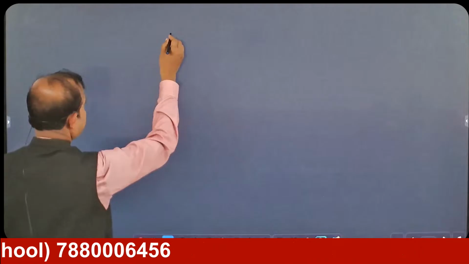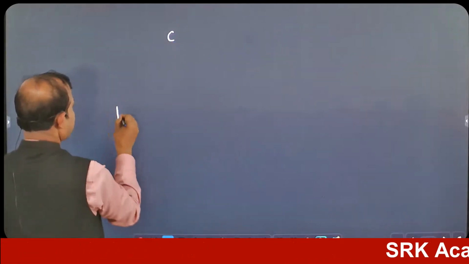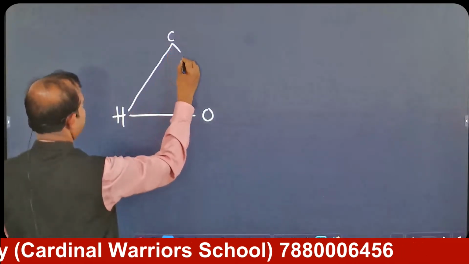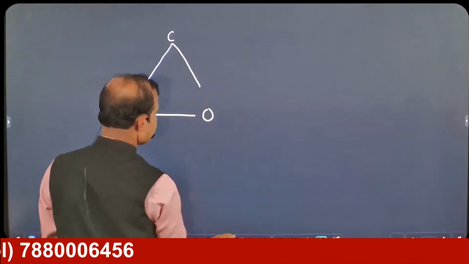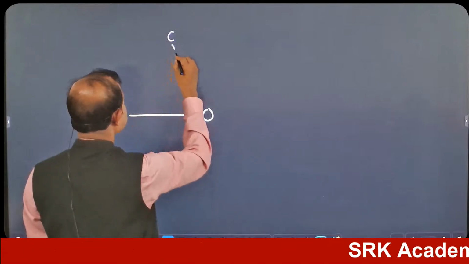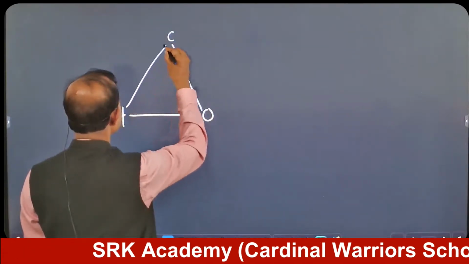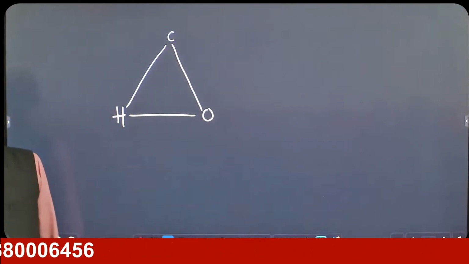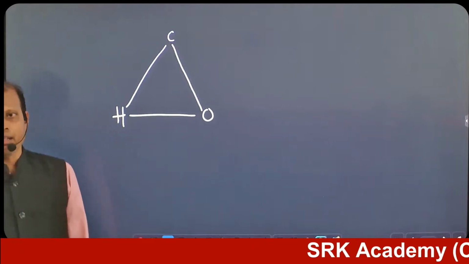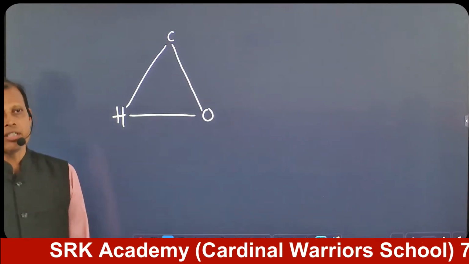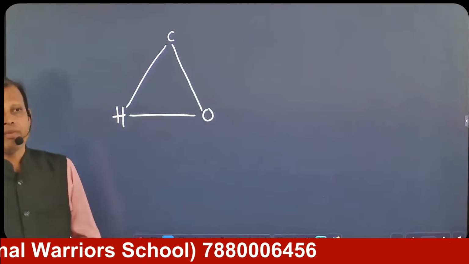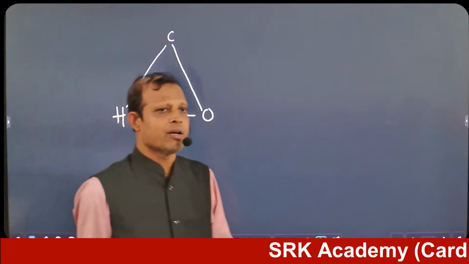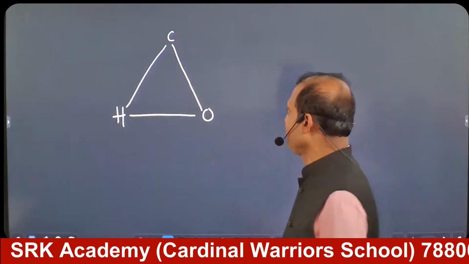Suppose we are taking three elements: carbon is one, hydrogen is another, oxygen is another. We are representing three elements at three different vertices of a triangle. So one is carbon, the other one is hydrogen, the three elements we are taking. When carbon and hydrogen combine together, what do they form? CH4.